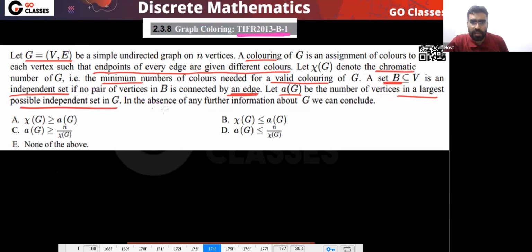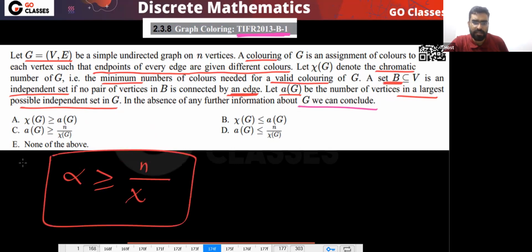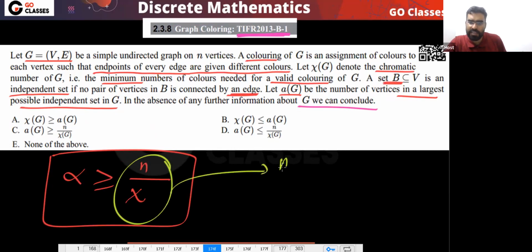Anyway, so tell me now, what can you say? You have the independence number. We know that alpha is bigger than n divided by chromatic number. This we have already seen. And what is this? This is the average size of color class.